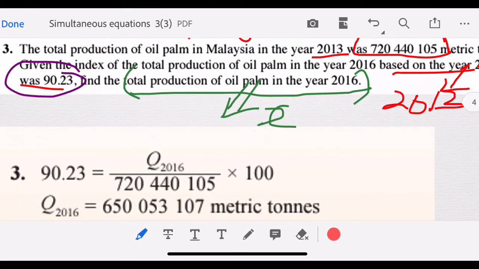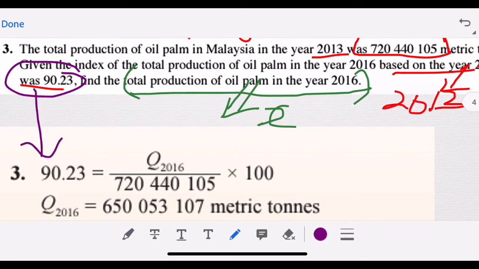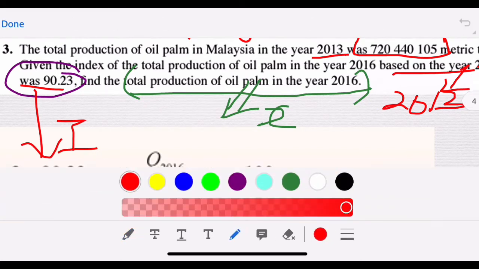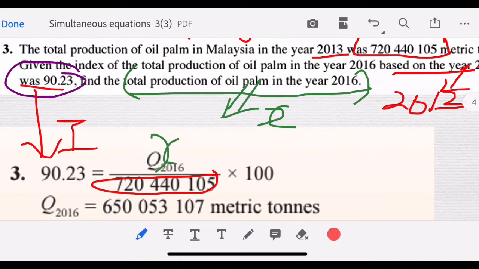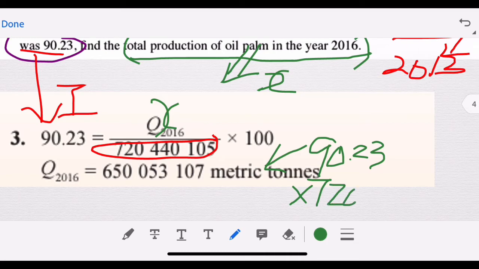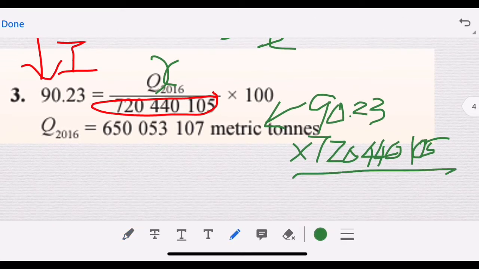So now you see 90, this is the index, right? And then 2013, the quantity in red color, which is the base. Alright, this is the base. And then you can always use X if you want, and then you solve for X. You just cross multiply. You take 90.23, in fact it is 90.23, and you times it with 720,440,105. Okay, and then you need to divide by 100.